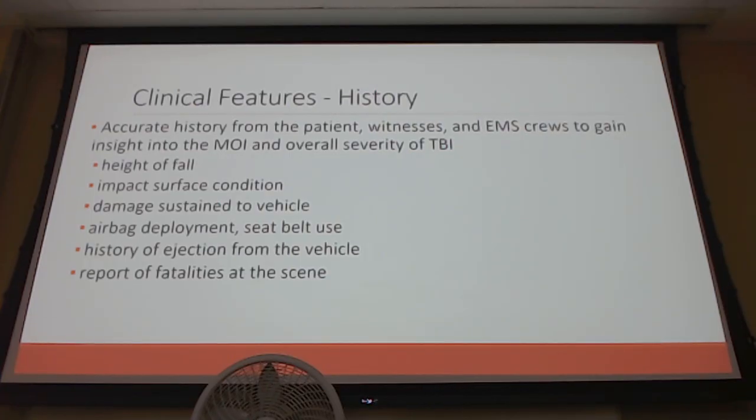Things that we like to consider for trauma: if it's a motor vehicle accident, were they wearing a seat belt? If they were on a motorcycle, were they wearing a helmet when this accident happened? Was there any ejection? Any fatalities at the scene? These are common things we want to know, and EMS will usually tell us that during their handoff when they come in.